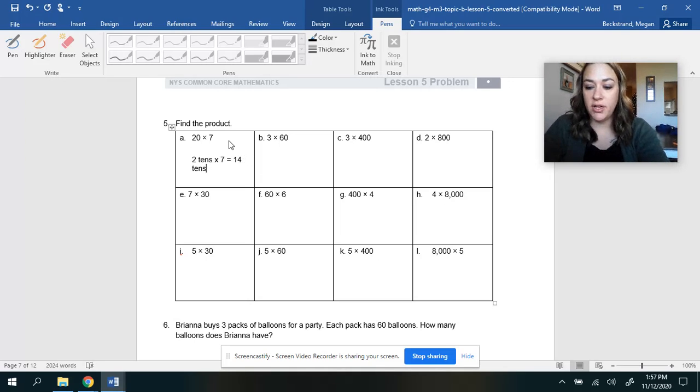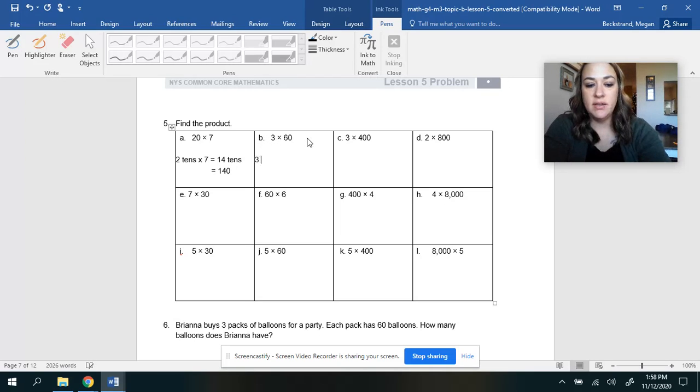Well, what do we know about our place value charts? If I have 14 10s, what's that going to equal to? You can think of 10 10s is equal to 100. So this is going to be equal to 140. Okay, we're going to do a couple together, and then I'm going to save some for your practice.